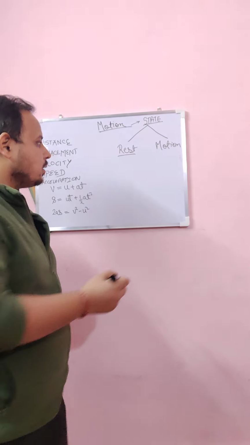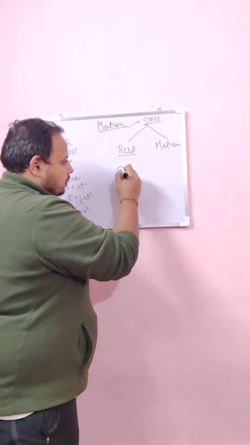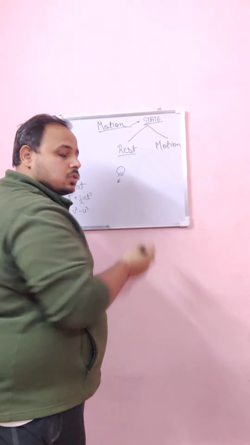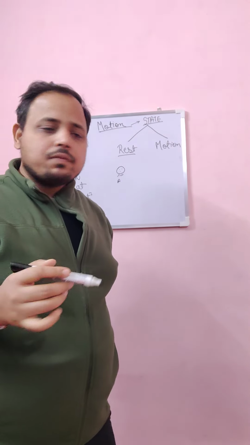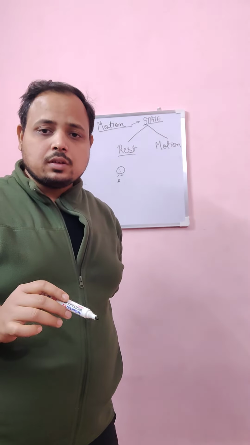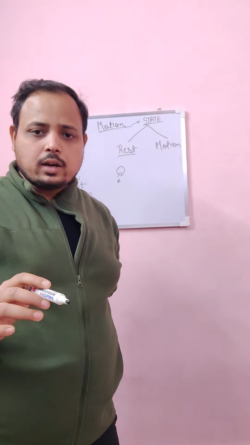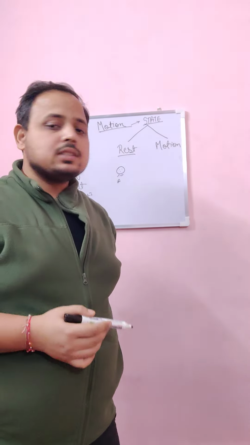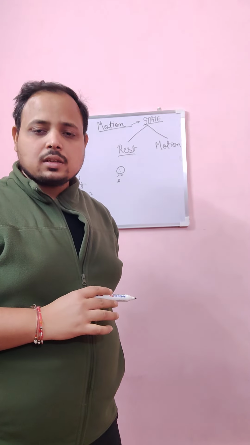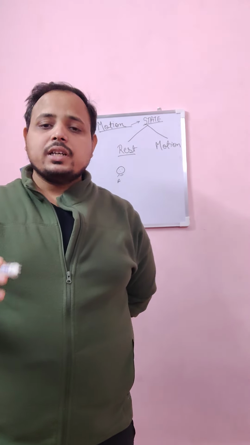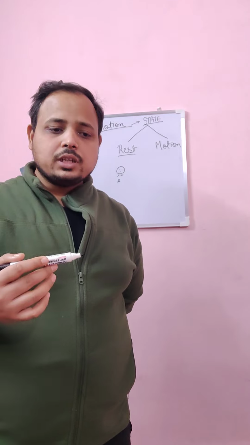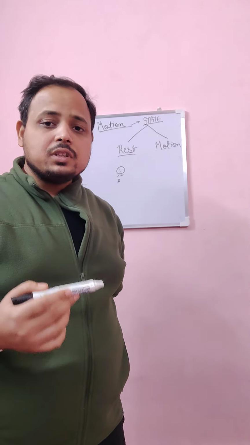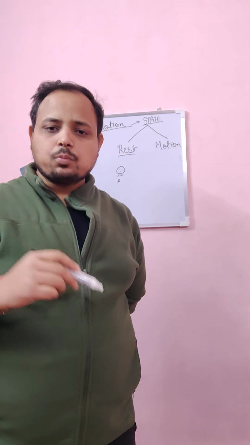See, when an object is at rest, we can say that if the object is not changing its position with respect to any reference point, either it will be time or it will be place or any other thing, so we can say that the object is in state of rest. When the object is in state of motion, it will change its position with respect to time or with respect to any reference point.